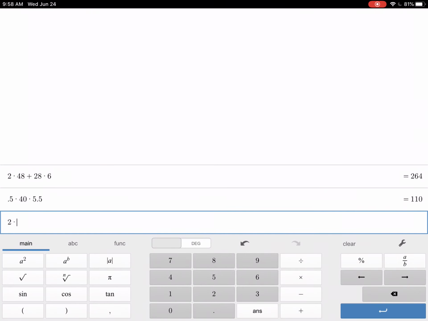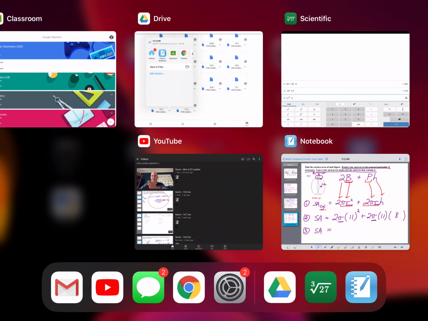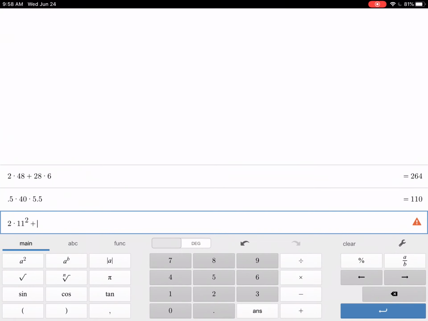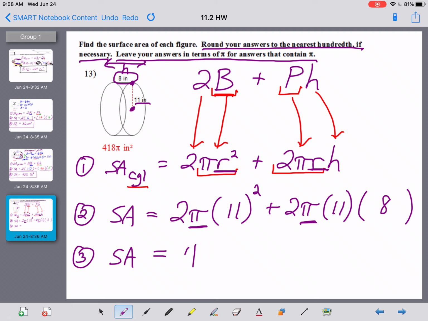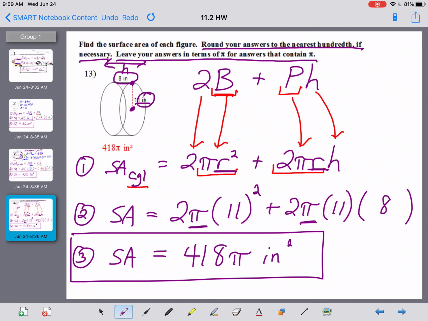I'm going to do 2 times 11 squared. And then I'm going to add to that what was happening on the right, 2 times 11 times 8. So plus 2 times 11 times 8. And that gets us an answer of 418. So I'm going to write that down here, 418. And since I didn't include the pi's in my calculation, but that's a common factor, I just tag along at the end right there and stick a pi on it, just like you would with an x. 418 pi. Linear units were given to us as inches, so surface area is going to be measured in square inches. Okay. And that's our answer for number 13.